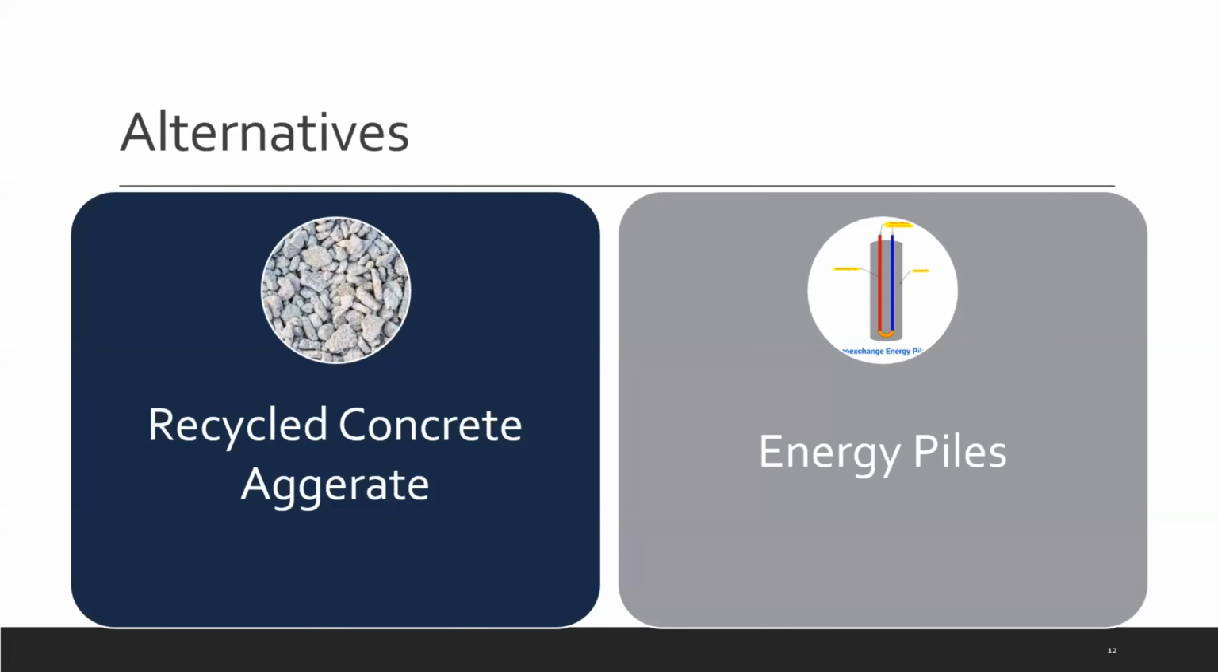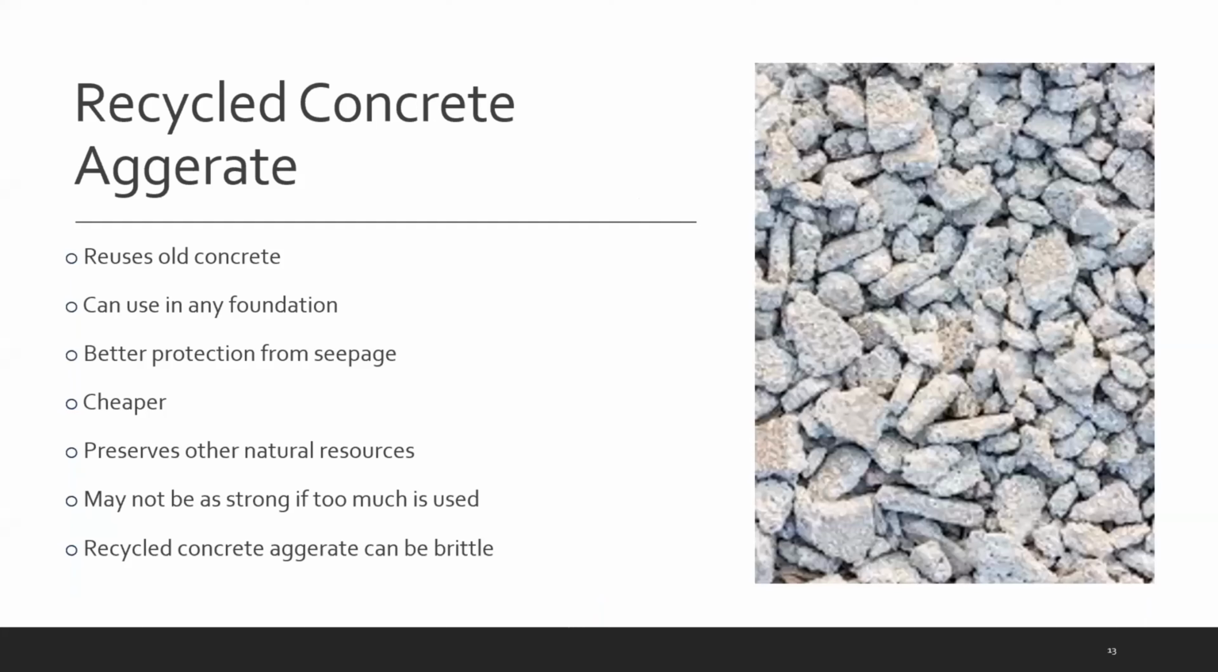The 2 design alternatives that I found to be the most interesting, as well as sustainable, are using recycled concrete aggregate or energy piles. Recycled concrete aggregate reuses old crushed up concrete. It can be used in any foundation and has a better protection from seepage. It's often cheaper than other materials and preserves natural resources. Though it has a lot of pros, it may not be as strong if too much of it is used, and recycled concrete aggregate can be brittle, so thorough testing on the material would have to be done.